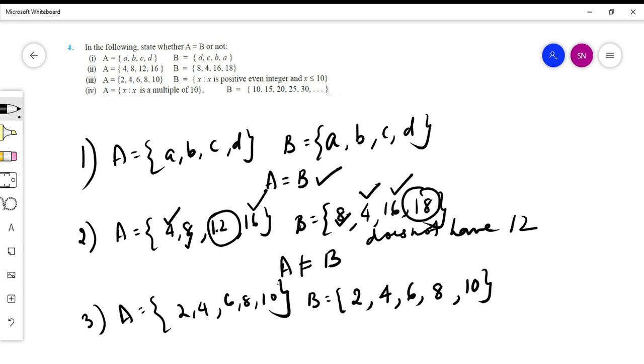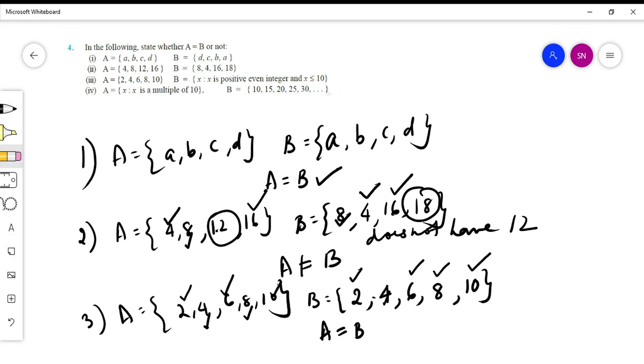Now let me compare the elements in set A and set B. A has 2, B also has 2. A has 4, B also has 4. A has 6, B has 6 as well. A has 8, B has 8. Lastly, A has 10, B also has 10. So all the elements of set A match with all the elements of set B, which means set A is equal to set B. Now coming to the last question.